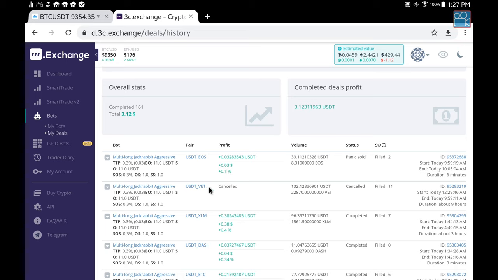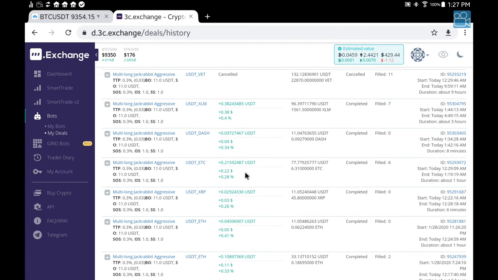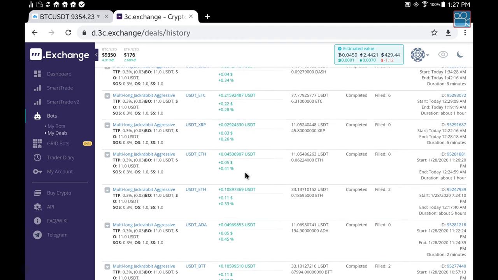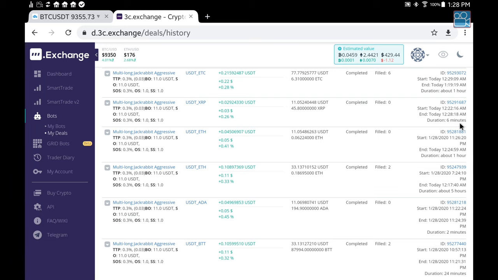This one I canceled out and got rid of it because it just didn't do well. But as you can see, it's doing very good. The profits here are quite good. And the holding times: 2 minute holding times, 5 hours, 1 hour, 6 minutes.